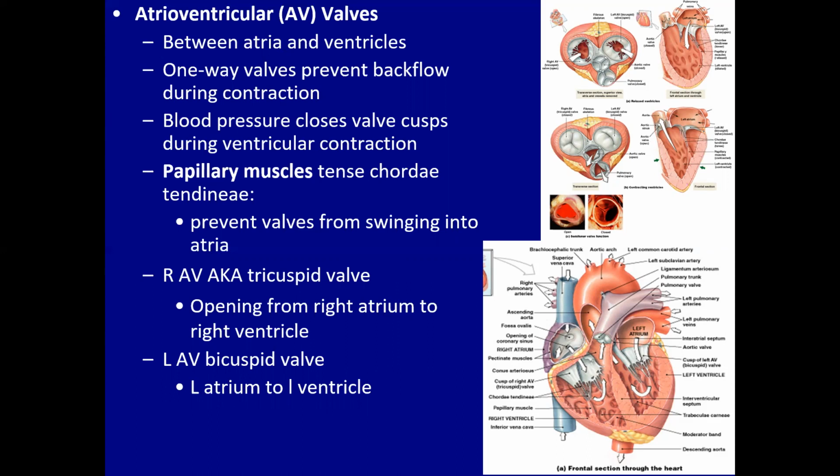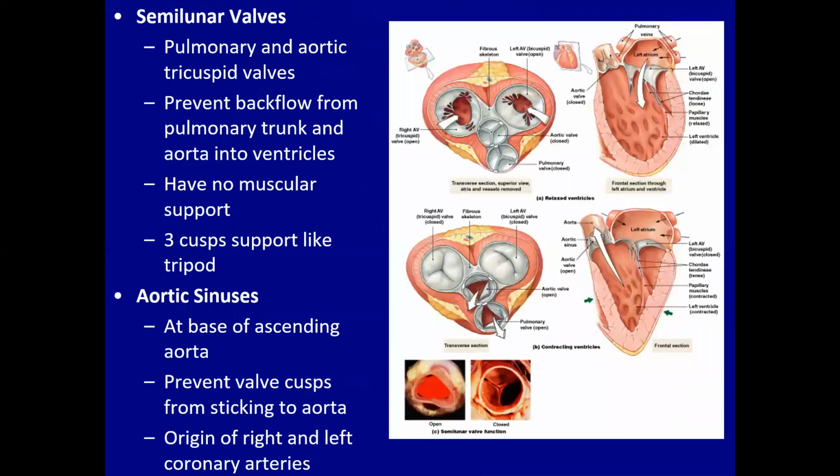The right AV, also known as the tricuspid valve, is the opening from the right atrium to the right ventricle. The left AV is the opening from the left atrium to the left ventricle. That's one type of valve, the AV valves, of which there are two.